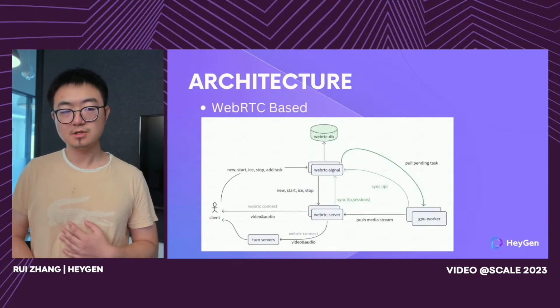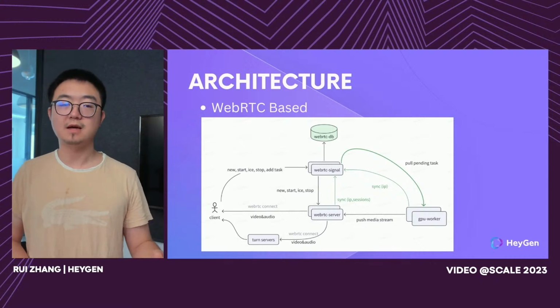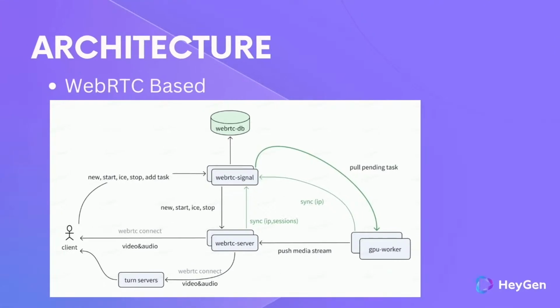So next, I'm going to talk about the architecture of the whole system. Our real-time avatar system is built on top of WebRTC, which is a real-time P2P communication protocol. There are three main components in our system. The first one is a signal server, which is used as a WebRTC signal channel. Next, we have a WebRTC streaming server, which is the server connected with the client directly to deliver WebRTC streams to the client. And last, which is the most important component of our system, is the GPU workers, which do the AI inference to generate AI avatar videos.